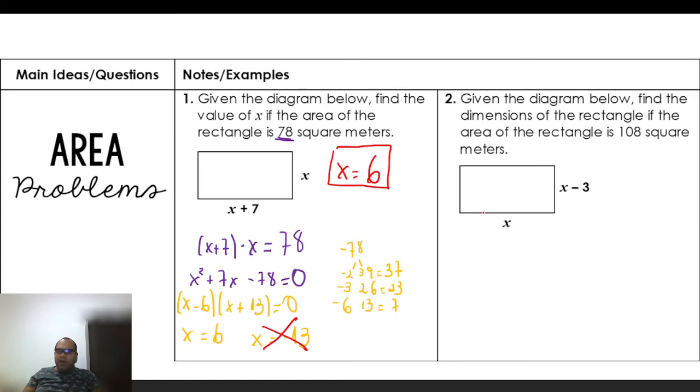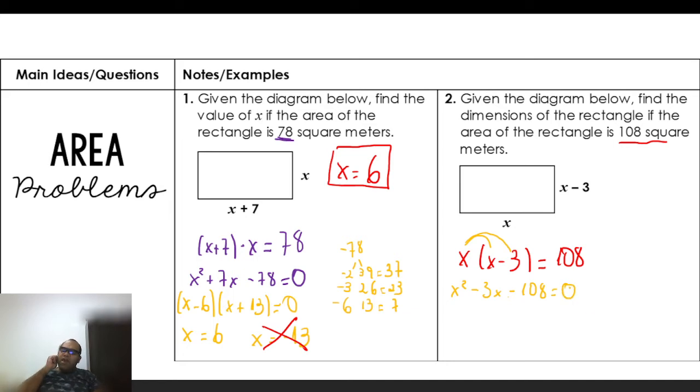First of all, what you need to do here is multiply. Multiply the given area, 108 square meters: x times (x minus 3) equals 108. Distributing, guys. Remember our first lesson, the distributing method. x times x is x squared. x times negative 3 is negative 3x. Distributing, and minus 108 equals 0.